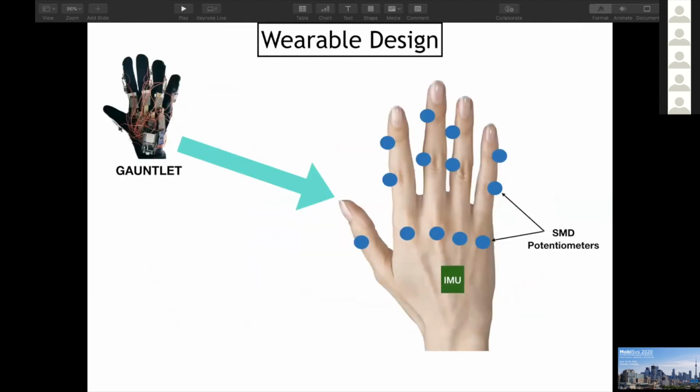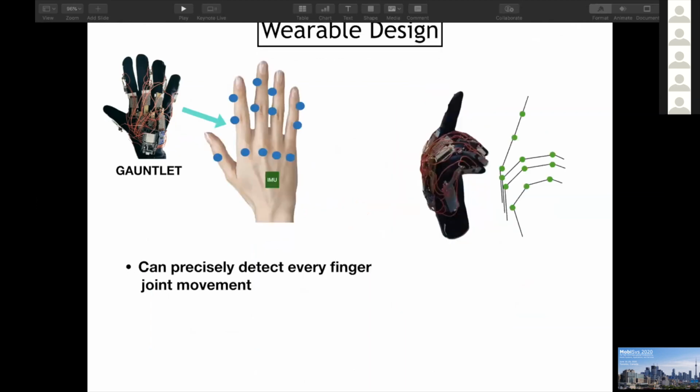Coming to the wearable design, we have put 13 assembly rotary potentiometers at each joint of the fingers of the hand, and placed an IMU at the back of the hand to get the orientation and position. Because we have put potentiometers on each joint, we are able to get precise joint motion directly from the joint itself, and we can also get fine-grained finger movements with the help of that.